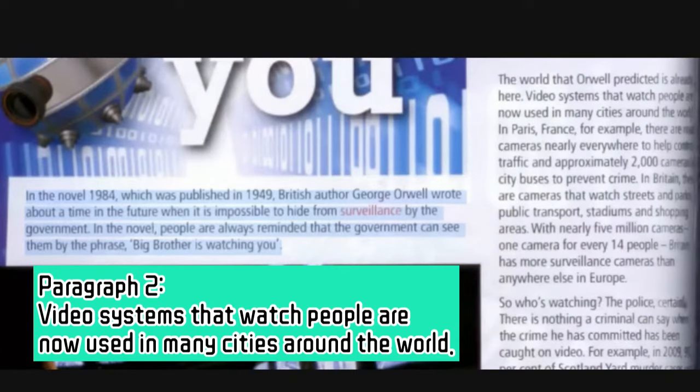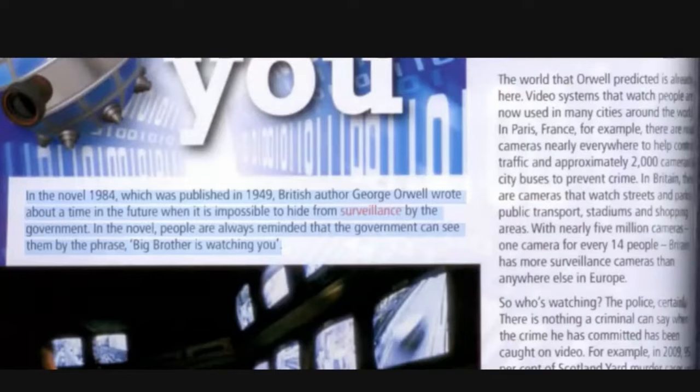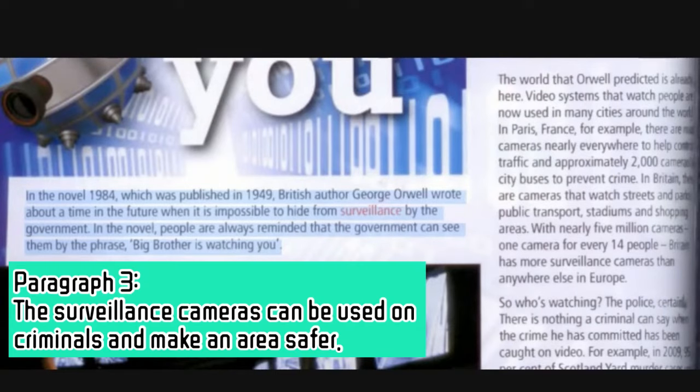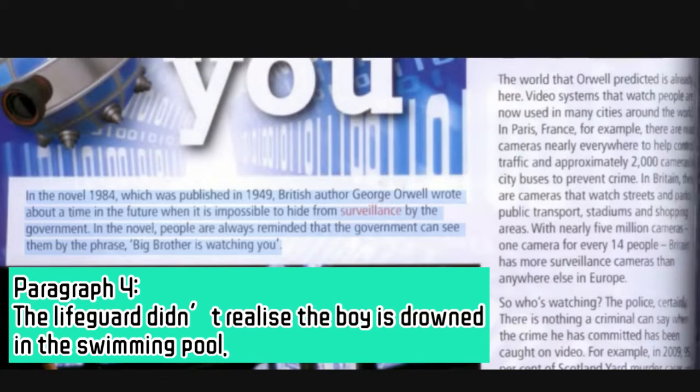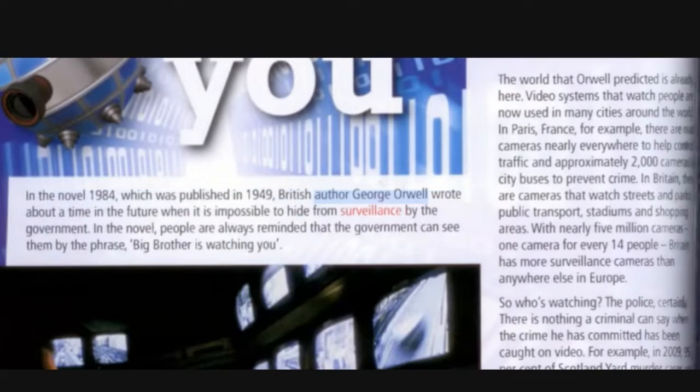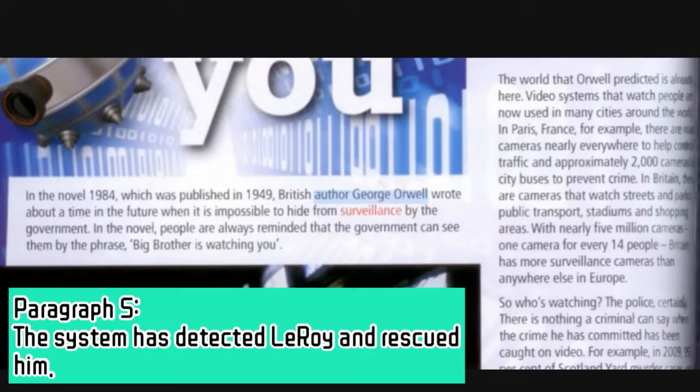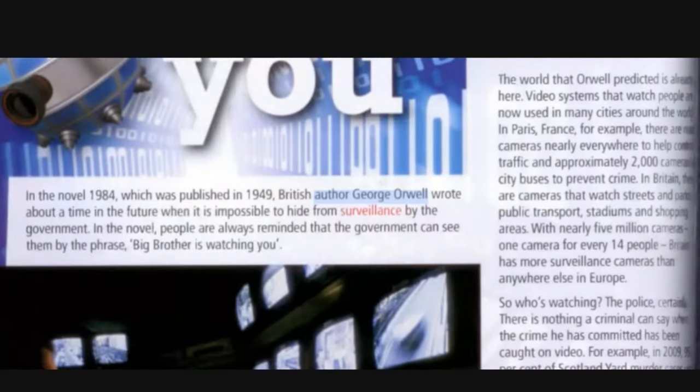Okay, all right, second paragraph done. What about the others? Edwin is doing the third paragraph, right? The surveillance cameras can be used on criminals and make an area safer. Very good, that is the main idea of the third paragraph. Zheng Yu is doing the fourth paragraph, right? Paragraph four is about a lifeguard who didn't realize a boy was drowning in a public swimming pool. Okay, correct. In the fifth paragraph, Kylie says it continues the incident in the fourth paragraph.